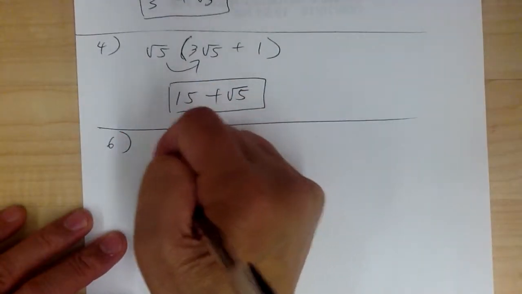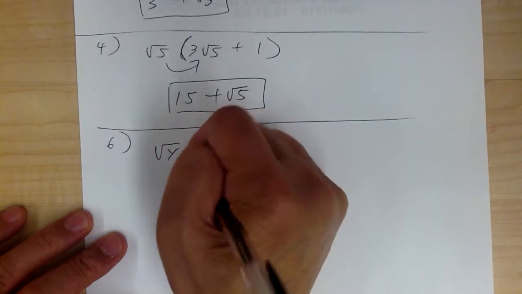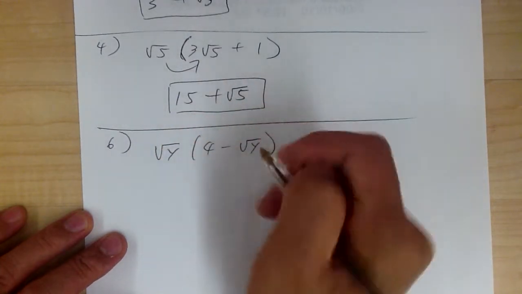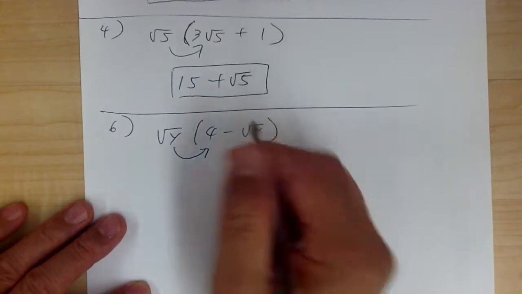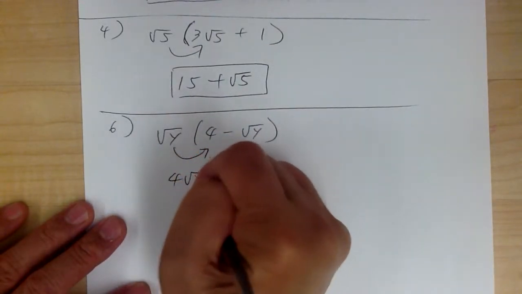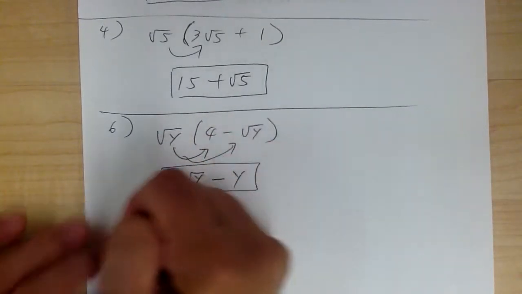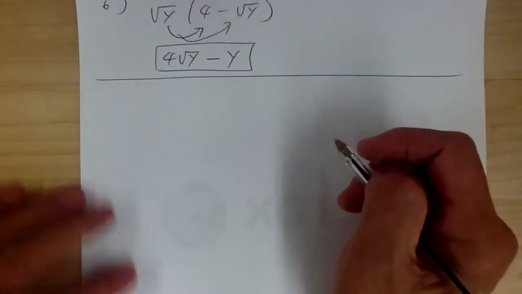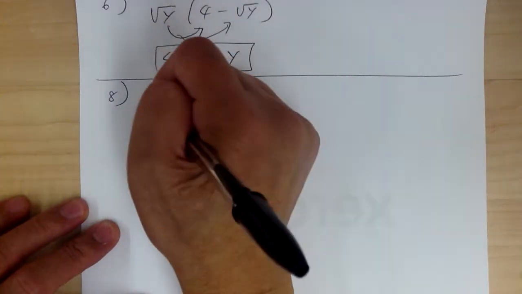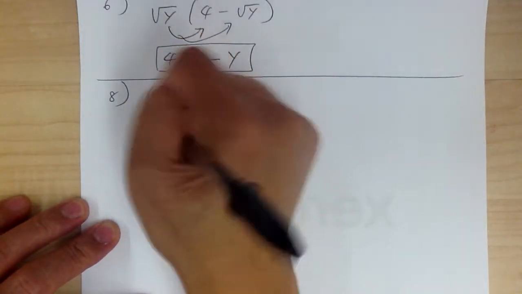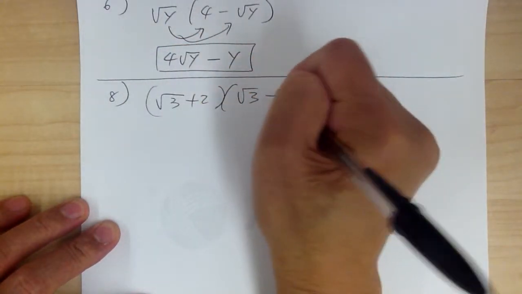Okay, number 6, you got square root of y times 4 minus square root of y. So again, when you multiply, distribute, you get 4 square root of y. Multiply, you get minus y. Okay, number 8, you have square root of 3 plus 2 times square root of 3 plus 4.